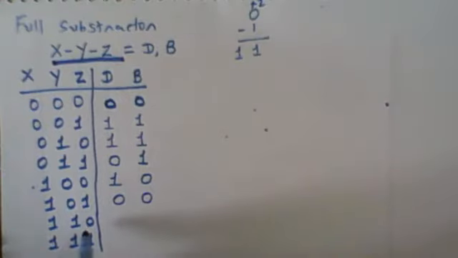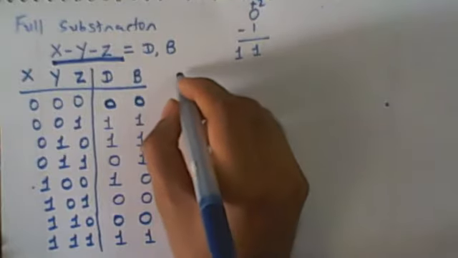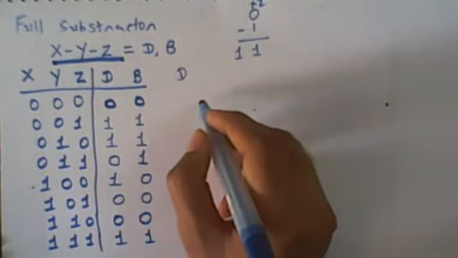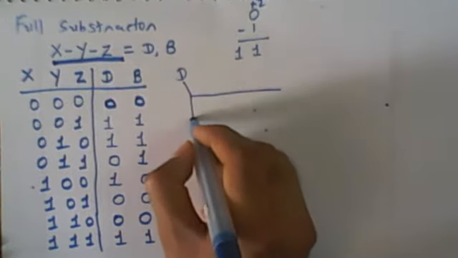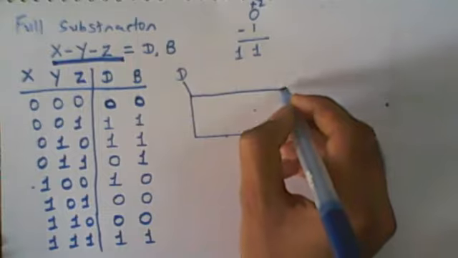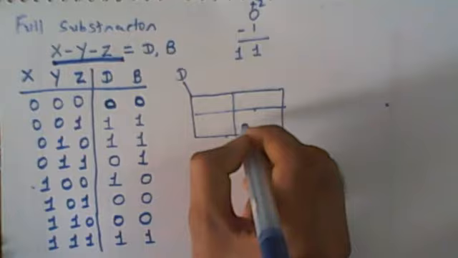1 minus 1 minus 0, both the bits are 0 0. 1 minus 1 minus 1, which is 0 minus 1, so the difference bit is 1 and the borrow bit is also equal to 1. So this is the truth table of the full subtractor. The next step is to minimize each output variable using the Karnaugh map. So here it is a 3 variable truth table, so we require a 3 variable Karnaugh map. So let me prepare the 3 variable Karnaugh map.